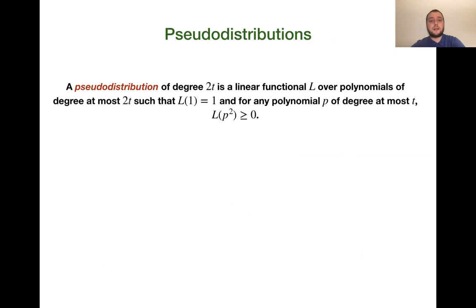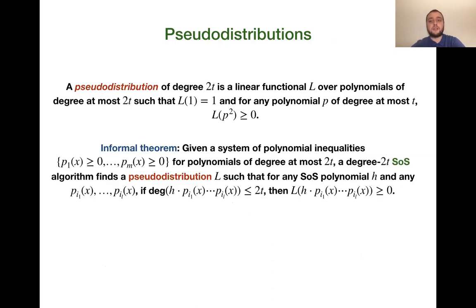The sum of squares algorithm actually does not return, for example for sparse PCA, a vector. It always returns a so-called pseudo-distribution. Just to recall the definition, a pseudo-distribution of degree 2t is a linear functional over polynomials of degree at most 2t, such that its value on polynomial 1 is 1, and its value on squares is non-negative. Then, an informal formulation of the theorem: given a system of polynomial inequalities of degree at most 2t, the degree 2t sum of squares algorithm finds a pseudo-distribution that satisfies this system of inequalities. What does it mean? It means that for any sum of squares polynomial h, which is a sum of squares of other polynomials, and any subset of this system, if the degree of the product of these polynomials is at most 2t, then the value of this pseudo-distribution functional is non-negative.